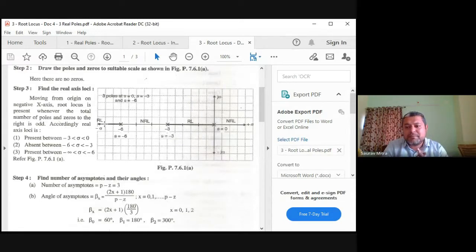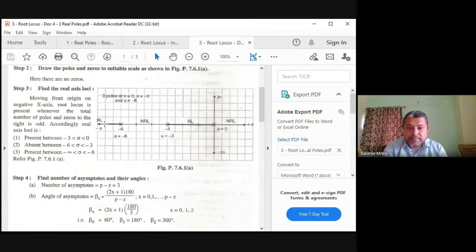So for this system, what is the real axis root locus? You have to say the whole negative real axis except -3 to -6. I will repeat. For this system, what is the real axis root locus? The whole real axis root locus except the point -3 to -6 will be a real axis root locus for this system.